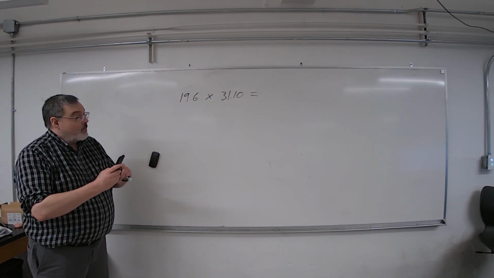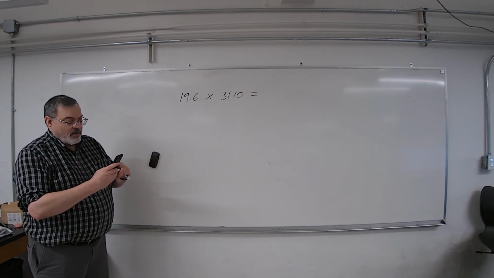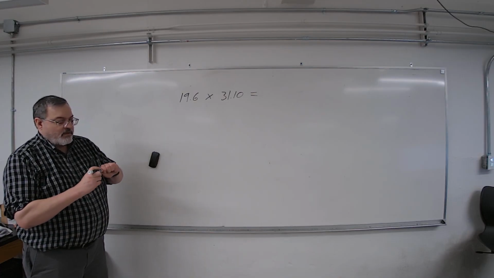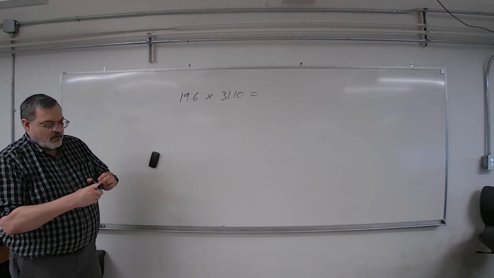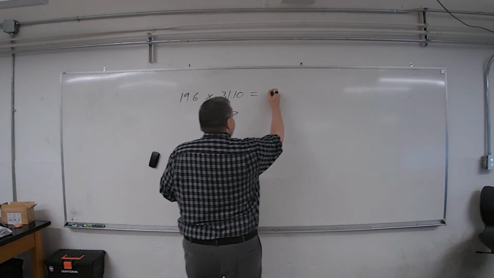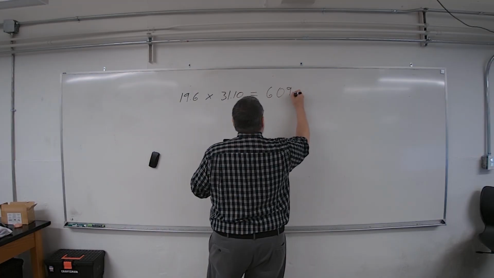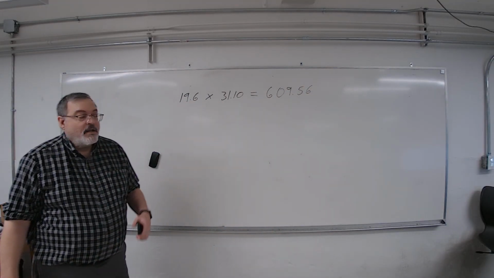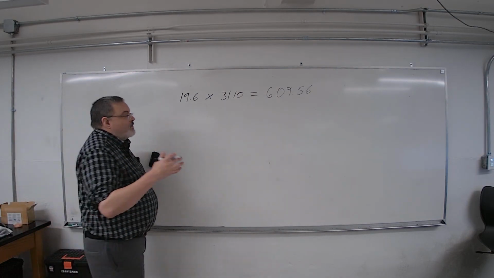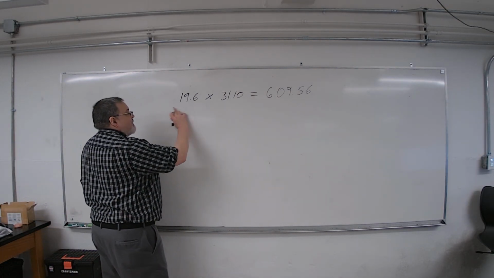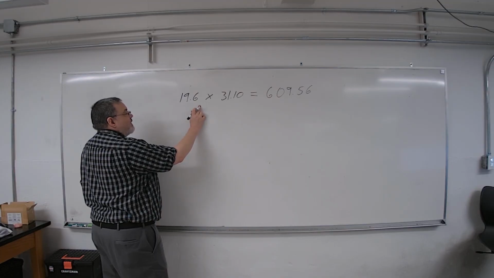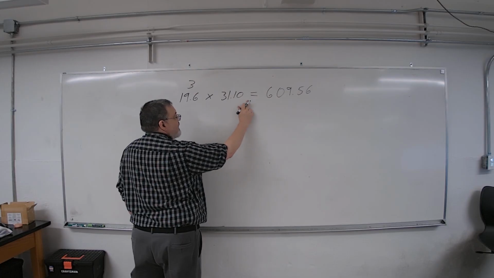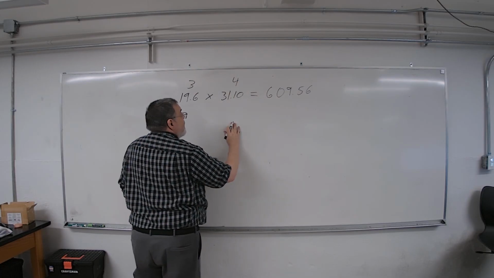19.6 times 31.1. It doesn't matter if I put the 0 in the calculator, but I will. Here's what my calculator says. So what I'm saying is, I always write down everything my calculator gives me, and then I go from there. What you do for a multiplication division is, how many significant figures are here? 3. How many are here? 4. This one's 4. That's a trailing 0, and it does count.